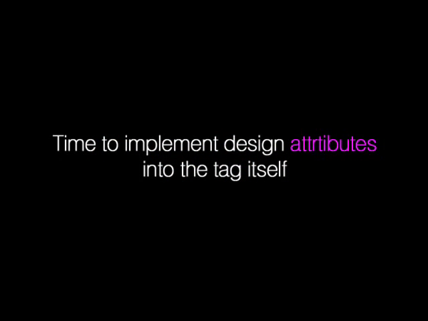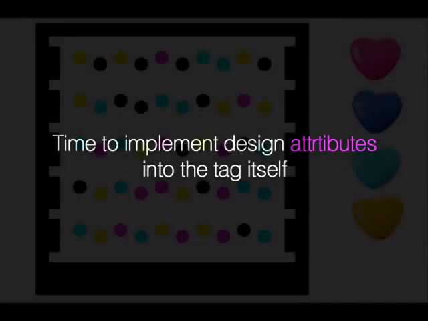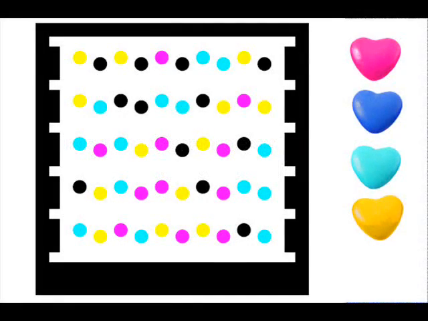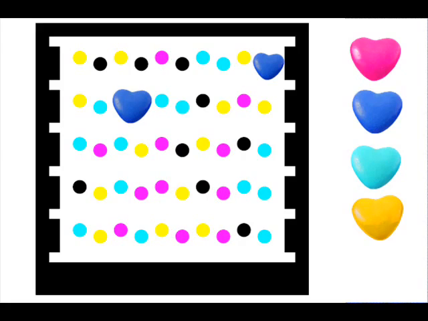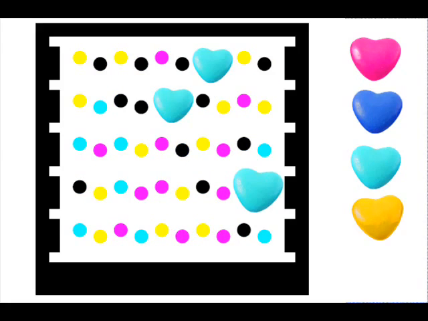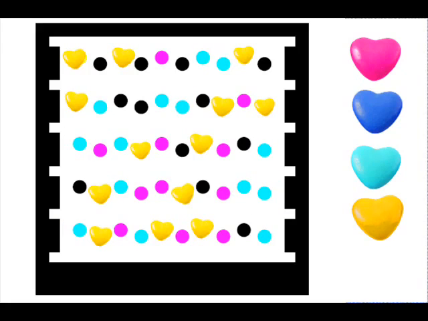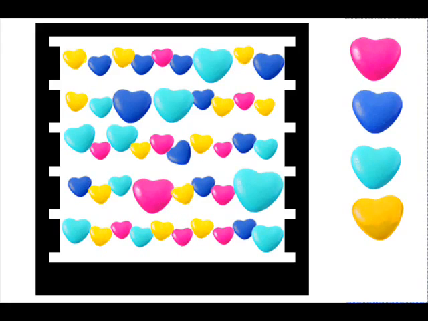Let's go ahead and implement the design attributes into the tag itself, and we'll set ourselves up much like a painter, with the tag as our canvas and the attributes as our paints. We'll start with magenta, and use a larger heart to cover 2 or more dots, and a smaller heart to cover isolated dots. Doing the same with blue, the same with cyan, and finishing with yellow. Congratulations! You've created a designer MS tag.